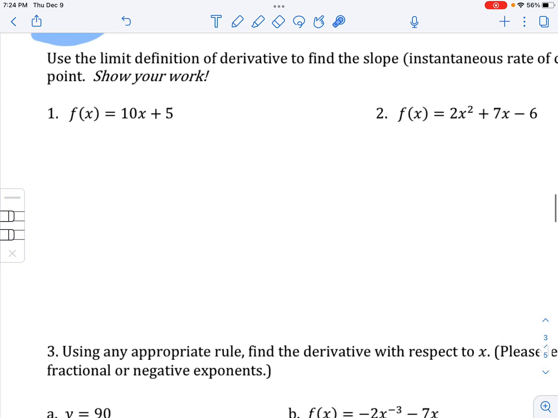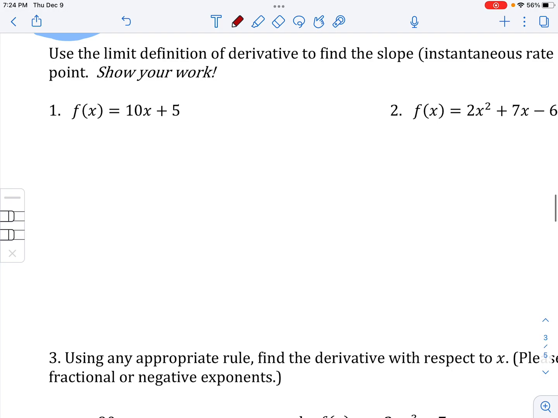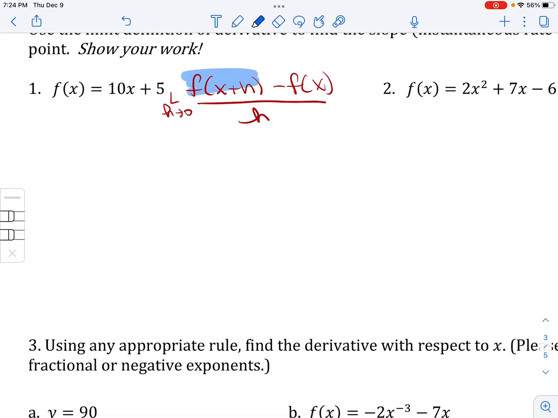So when it says use the limit definition, that definition is f of x plus h minus f of x, all over h, as the limit of h approaches 0. All I'm going to do to figure that out is substitute x plus h into the f function. To find f of x plus h, I substitute x, which represents the input, with the input that I want, which is x plus h.